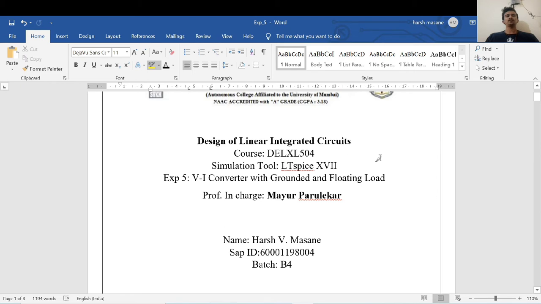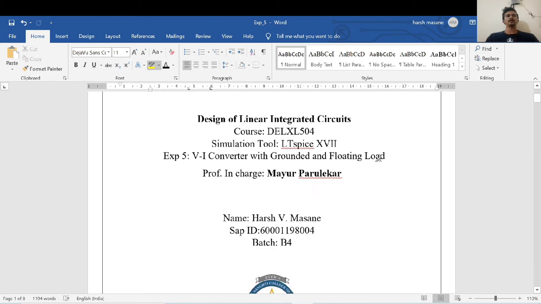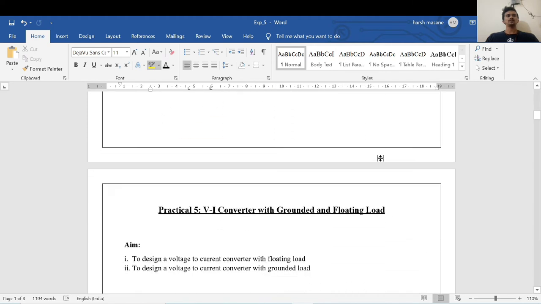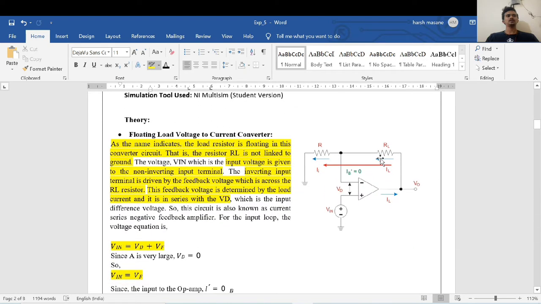600011980004. Today I am going to present my fifth DLSC practical, that is voltage to current converter with grounded and floating load. So let's start. So first we'll see the floating load voltage to current converter. As the name indicates, the load resistor is floating. So here the resistor RL is not linked to the ground.